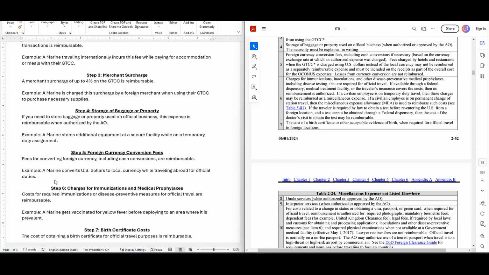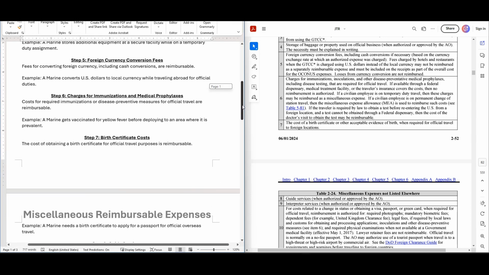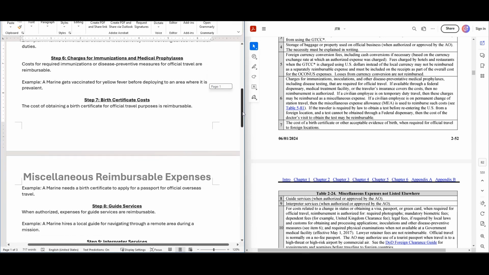dollar. So, a Marine converts U.S. dollar to local currency while traveling abroad for official duties. And that, again, can also be for those cash changes too.